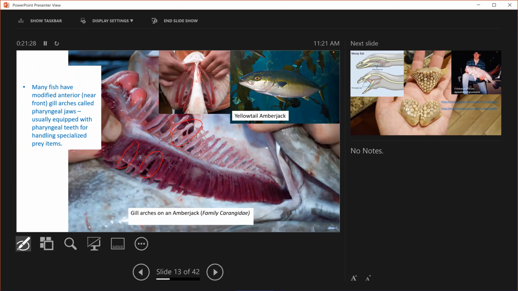And I showed you this. Other fishes have really modified gill arches called pharyngeal jaws. So these are not closely spaced together like the gill rakers on a shad. This is an amberjack, which is a piscivorous fish. It's a fish predator. So they're designed to grab on. So as the fish opens its mouth, the gill rakers move in like teeth to grab the prey and move it down towards the gullet.